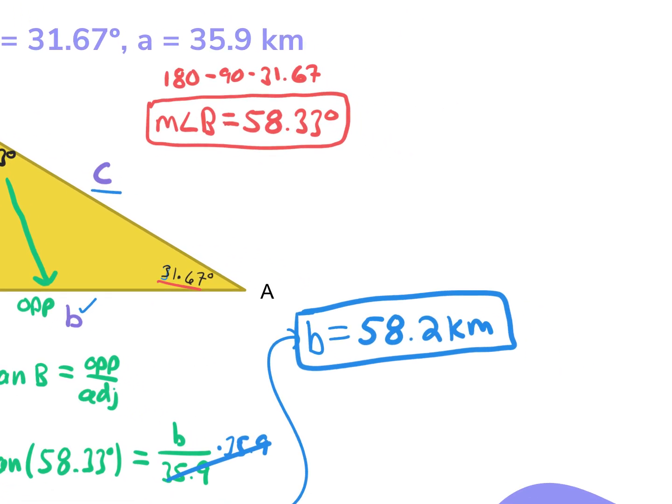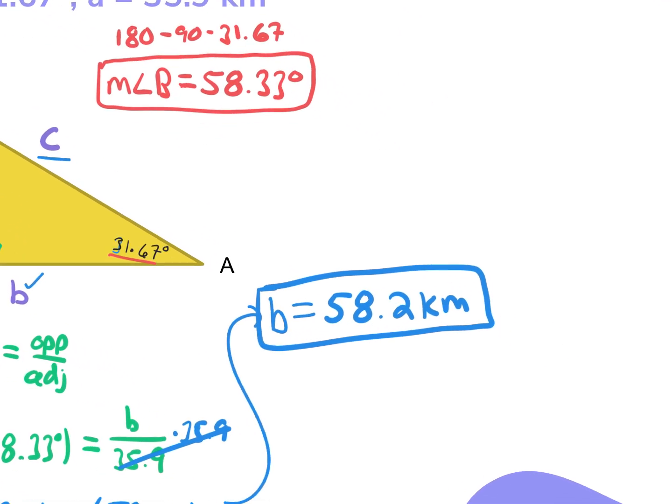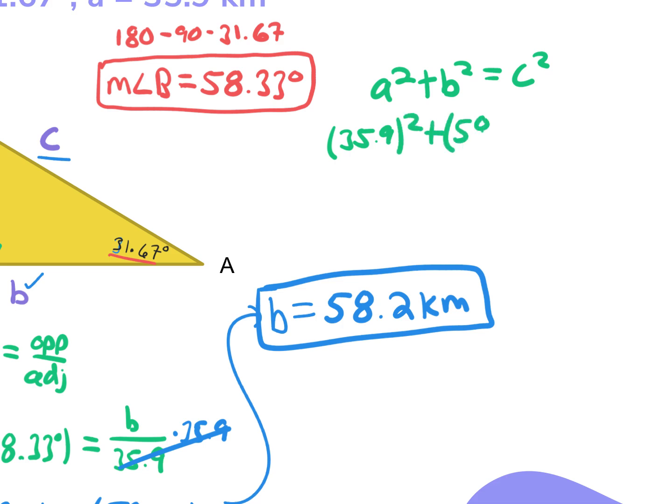Use Pythagorean theorem, right? If you already have 2 out of your 3 sides, just do Pythagorean theorem. Don't forget a squared plus b squared is c squared. So then you're going to plug in the information that you're given. A is 35.9 squared plus b squared is 58.2 squared equals c squared.